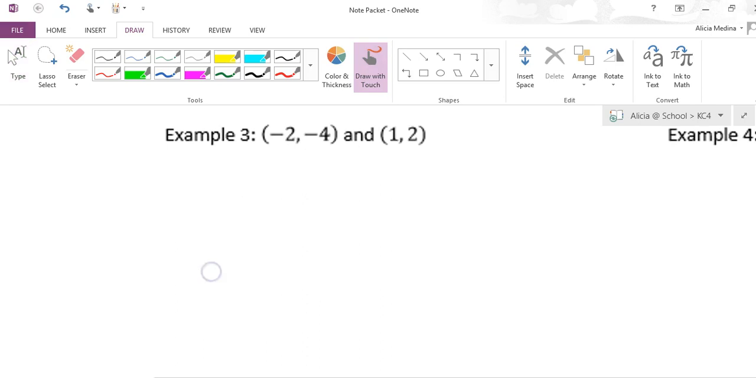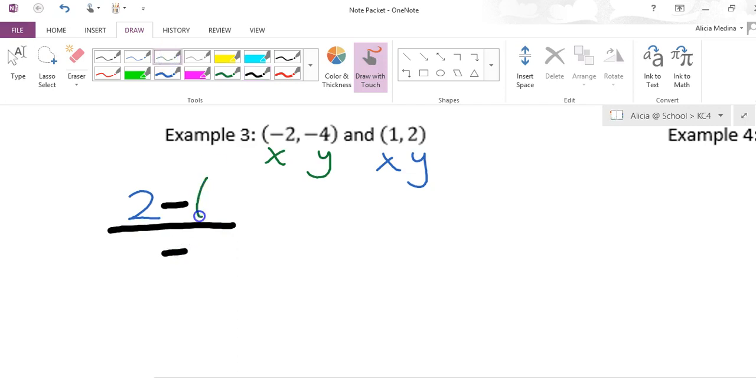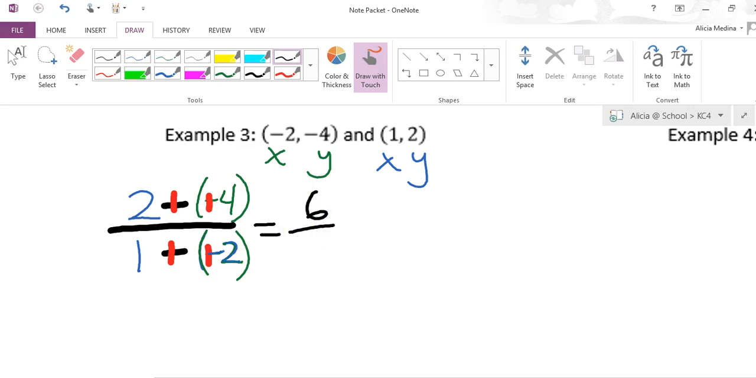Looking at example number 3. Same steps. This is my x, this is my y, this is my x, this is my y. So I'm going to go ahead and subtract my y's, and my x's. So 2 minus, we know we're subtracting in both the numerator and the denominator. So this is going to be minus a negative 4. 1 minus a negative 2. Simplify this. Again, minus a negative changes to plus a positive. Minus a negative in the denominator becomes plus a positive. So 2 plus 4 is 6. 1 plus 2 is 3. And 6 over 3 is 2.